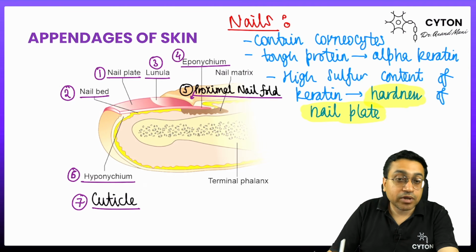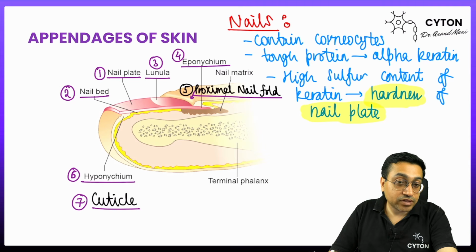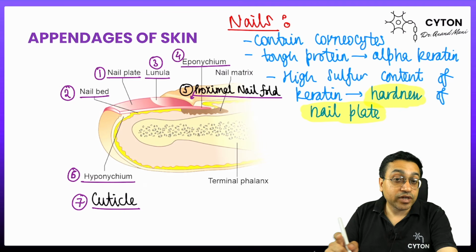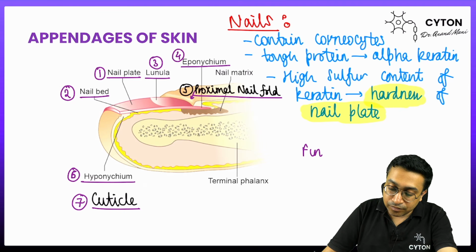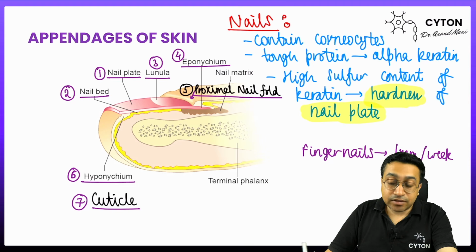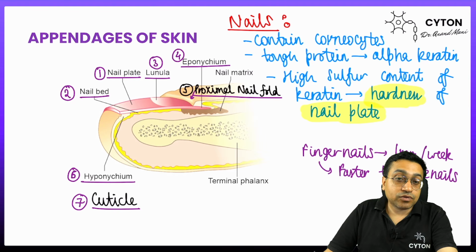Okay, cuticle is done. So growth of the nails depends upon a lot of factors. Proliferation of the cells of the nail matrix produces continuous nail growth. And I hope you know the fingernails grow approximately 1 mm per week. This is faster than toenails. It takes 3 to 4 months for the whole nail to grow.